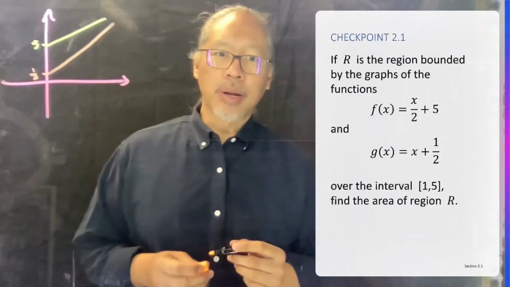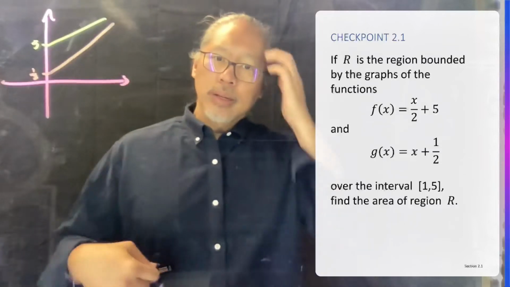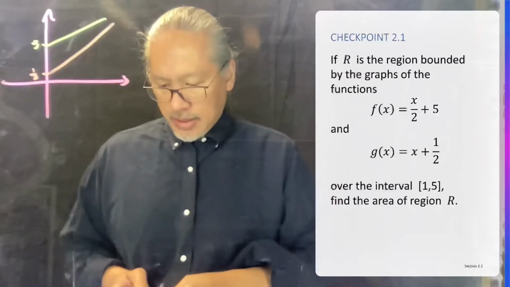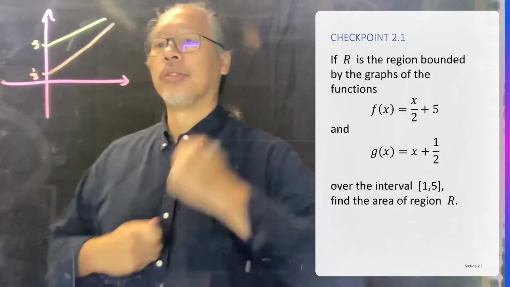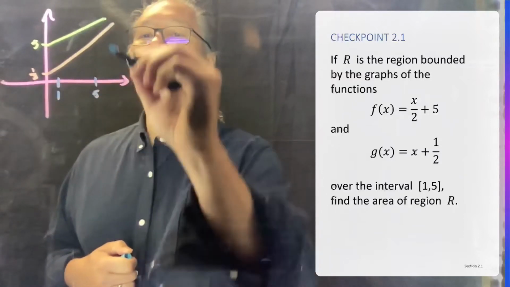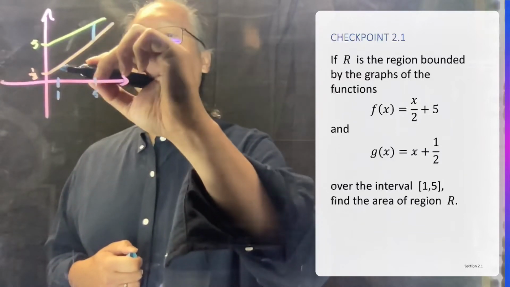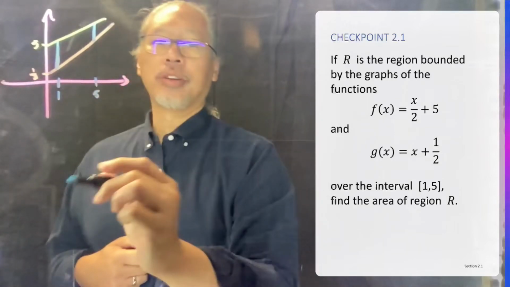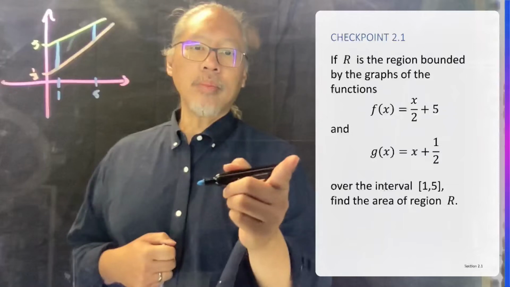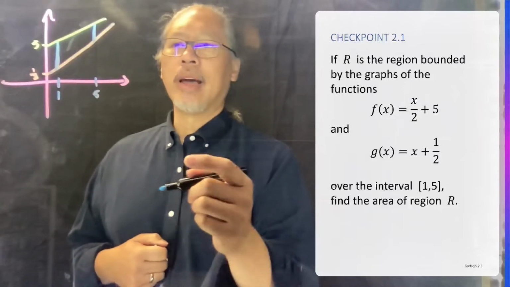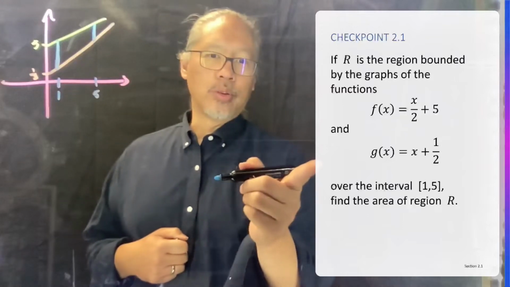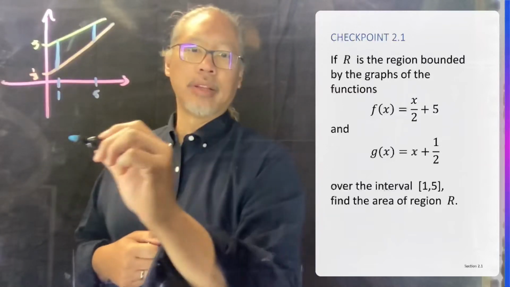Eventually they'll cross, but I don't think they will cross before 5. And that is going to be our set of limits. We're going to go from 1 to 5. And we can also double check to make sure that if we put a 1 in for f of x, we're going to have 5 plus 1/2. So that's over here 5.5. And then if you put 1 in for g of x, then you're going to get 3/2.